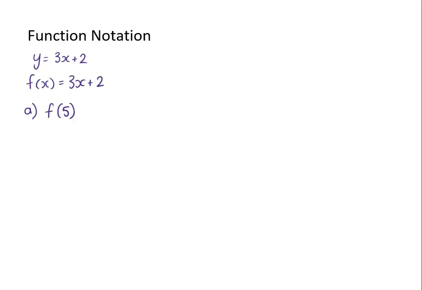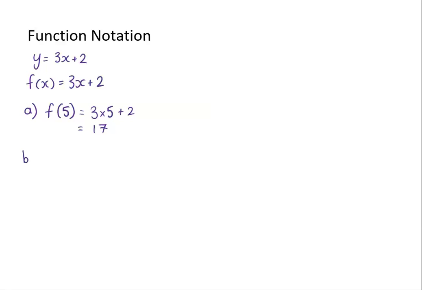What this tells me is if I have a 5 in there instead of an x, everywhere my x was, I replace it with 5. So 3 times 5, and then plus 2. 3 times 5 was 15, plus 2, that was 17. So we can use this function notation to tell us what x value we should substitute in.